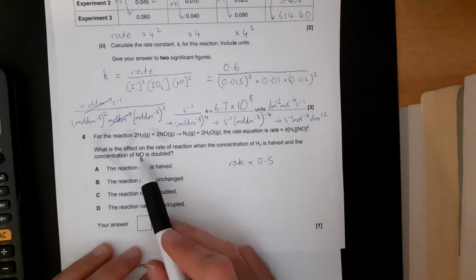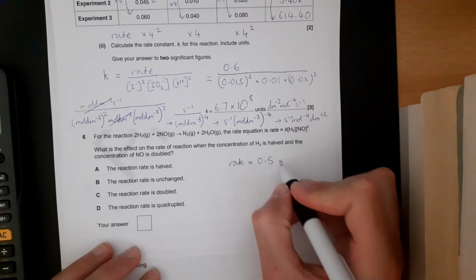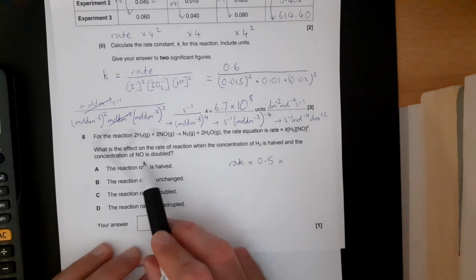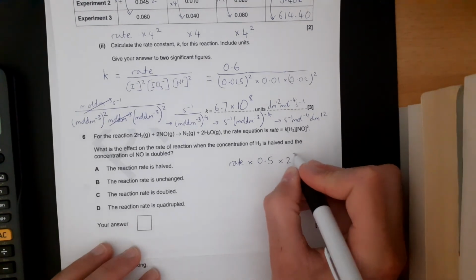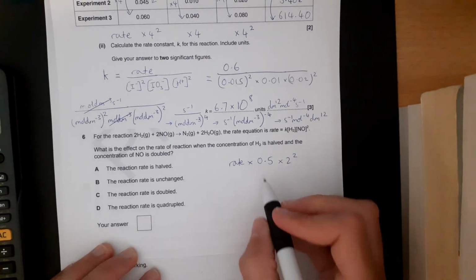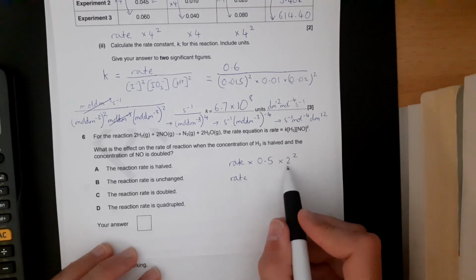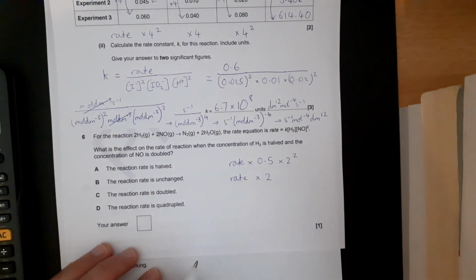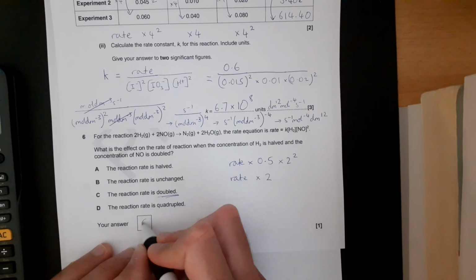But then we're also changing the NO concentration, and the NO concentration has been doubled, so we're going to get another effect. And the NO is second order, so if its concentration is doubled, we'd expect the rate to be multiplied by 2 squared. So what we're going to do then is both of those things. If we times it by a half and then times it by 4, effectively what we've done is multiply the rate by 2. So therefore, the rate has been doubled, and the correct answer is C.